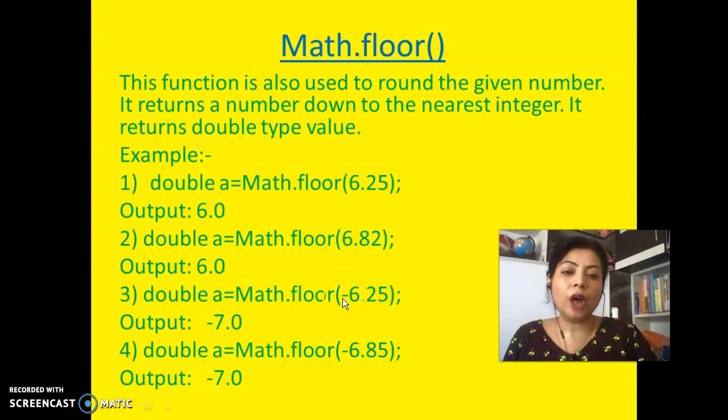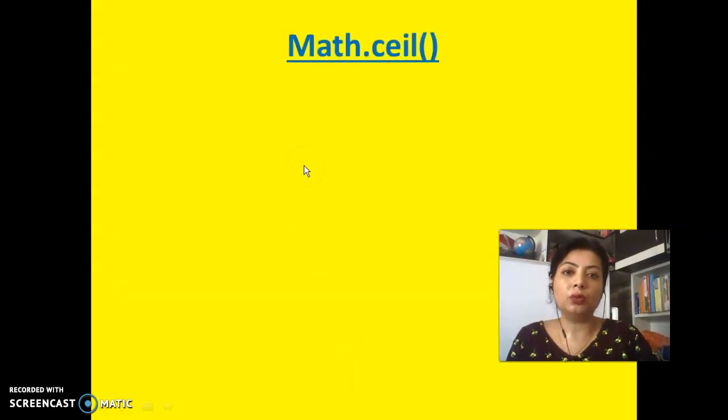But if you get any minus figure, then minus 6 point something, make it minus 7, because we make it more down. That means minus 7 is less than minus 6.25, and our aim is to make it more down, that means below. That's why when you get any fraction part after a minus figure, you increase the magnitude by 1, which means actually you decrease to minus 7. Same happens here. Then come to the next function, which is ceiling.